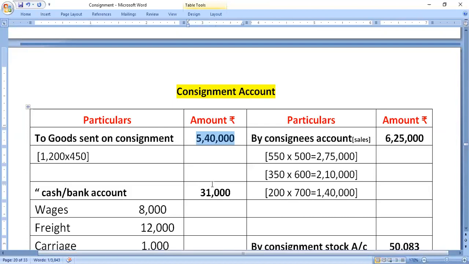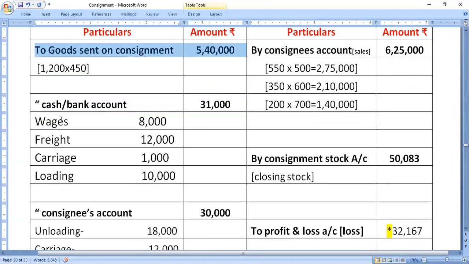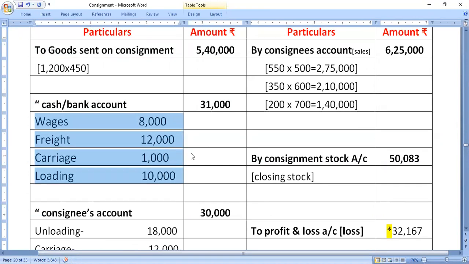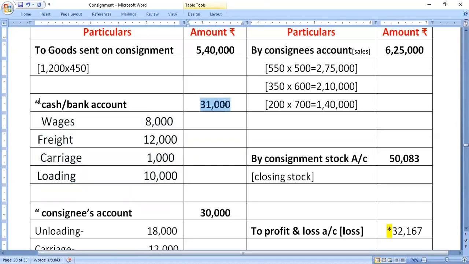If you have any amount clarification in the journal entries, you should clarify it here only, because here there is a particular clarification about each calculation, my dear students. So that is the first, Consignment Account debit to Goods Sent on Consignment Account. Second entry, to Cash or Bank Account. Consignment Account debit to Cash or Bank Account, the expenditures incurred by consignor, my dears. Under that, wages 8,000, freight 12,000, carriage 1,000, loading 10,000, my dears. It leads to total 31,000. This is the expenditure incurred by the consignor.